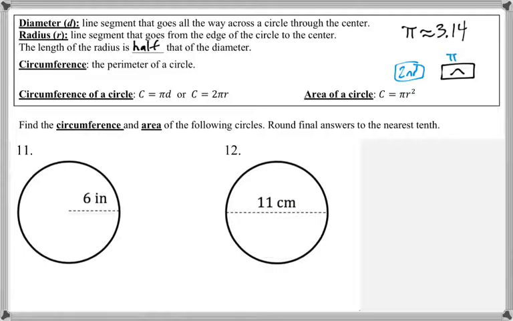And then we also have the formula for the area of a circle, which is pi times the radius squared. Okay, so they want us to find the circumference and the area of these circles. So for 11, my circumference is going to be 2 times pi times the radius. They provided the radius here. This is r is equal to 6. So I wanted to use this version of my formula.